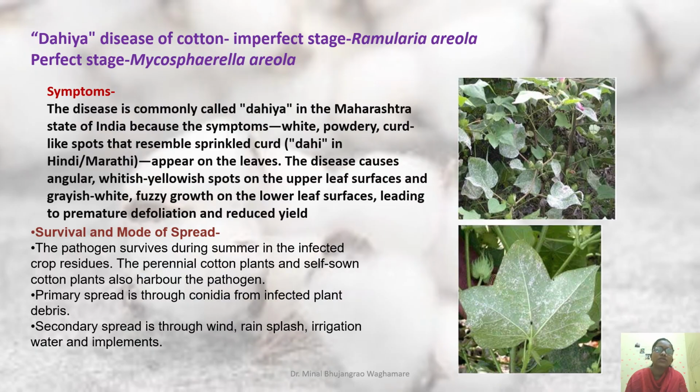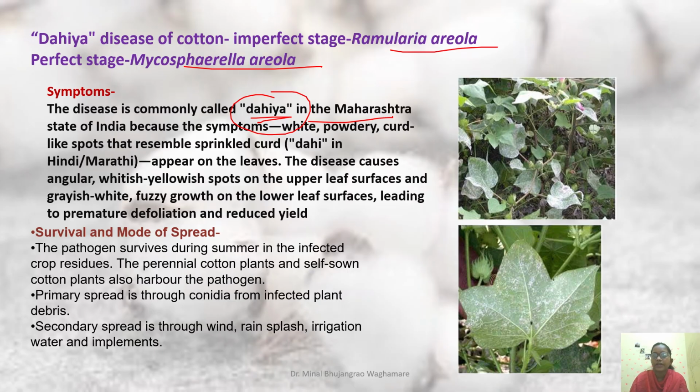In this, the perfect stage is Mycosphaerella areola, and the imperfect stage is Ramularia areola. Why is the name Dahiya? It means we see this disease specifically in the Maharashtra state of India. In Maharashtra, dahi means curd, and we all know the curd looks whitish in color.